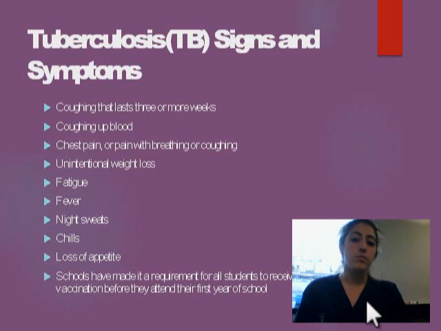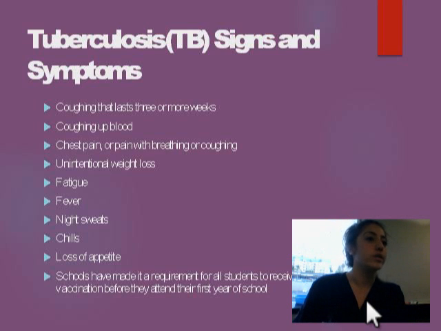The most common symptom or sign of TB is coughing that lasts 3 weeks or more, and it can include coughing up blood or phlegm. It also is accompanied by chest pain and weight loss, fever, fatigue, night sweats, chills, and loss of appetite.